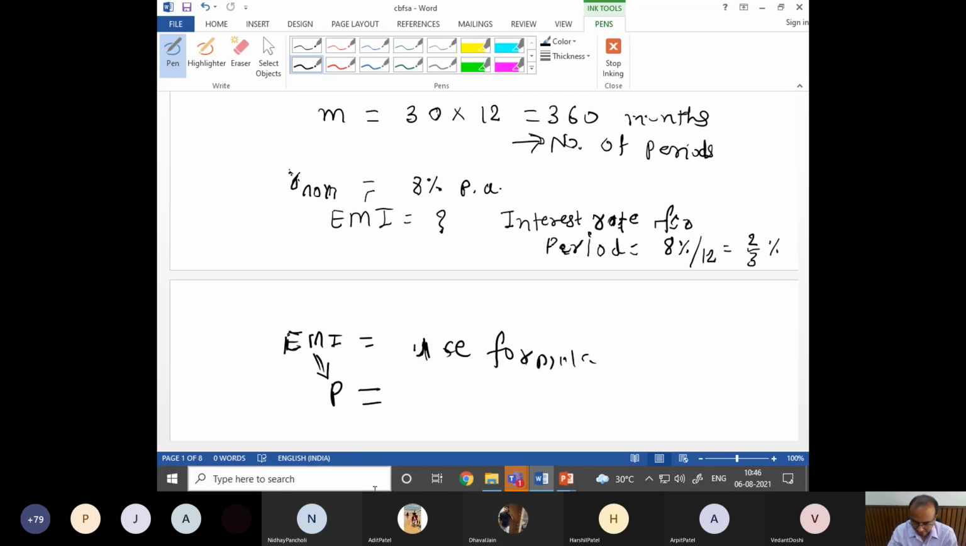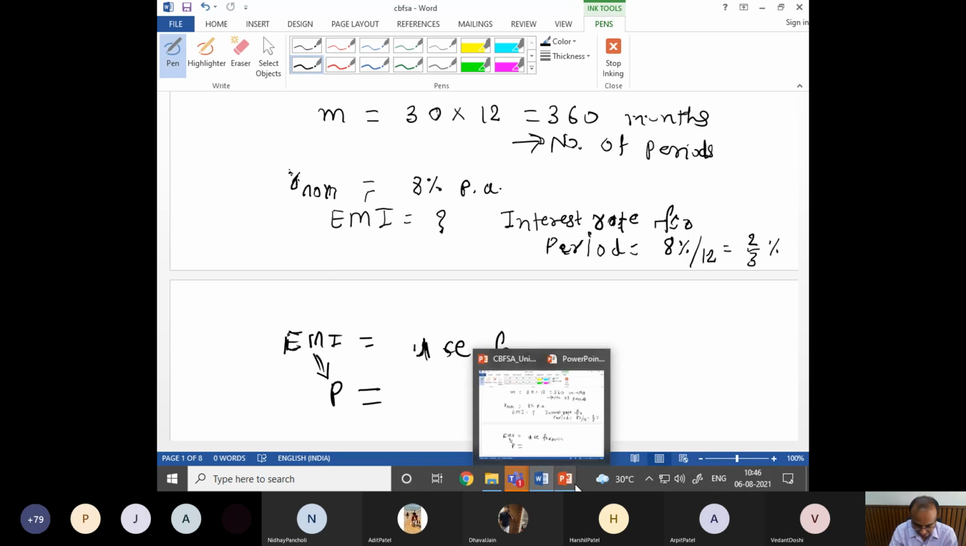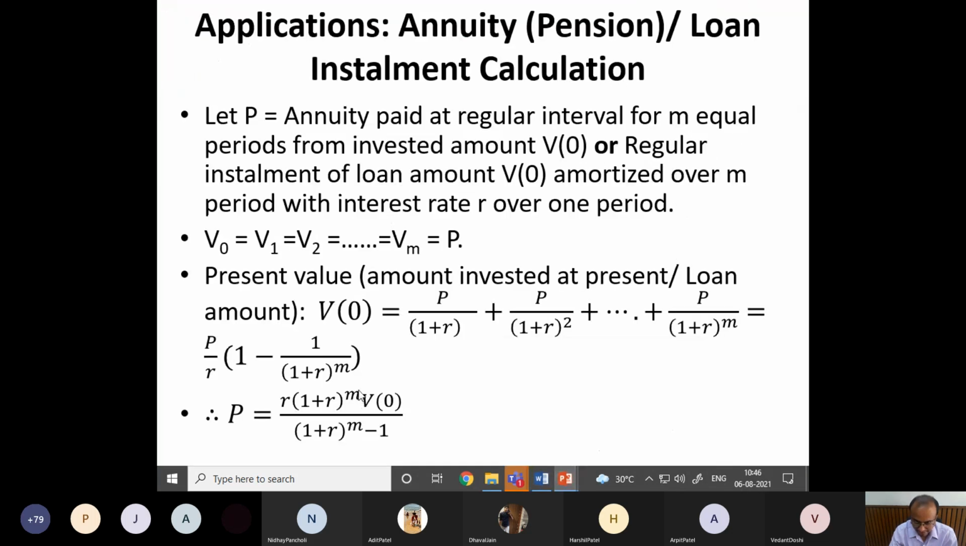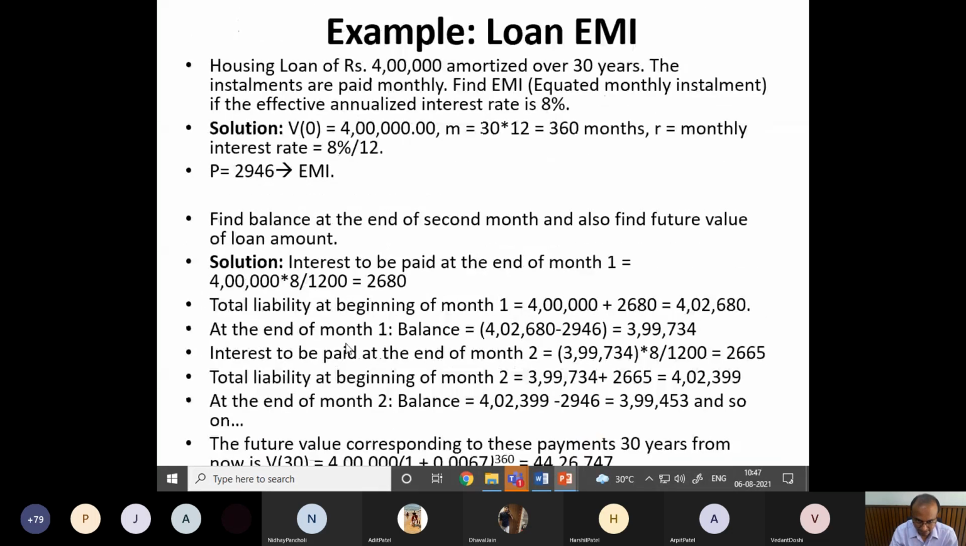So see, the calculation is for a different purpose, but the same formula gives me the answer. If I use this formula, I substitute M equal to 30 into 12, which is 360. R is 8 by 12 in percentage, so it is 8 by 12%. And V0 is my loan amount, which is 4 lakhs. By substituting this, I get 2946. So this P is 2946, and that is my EMI.